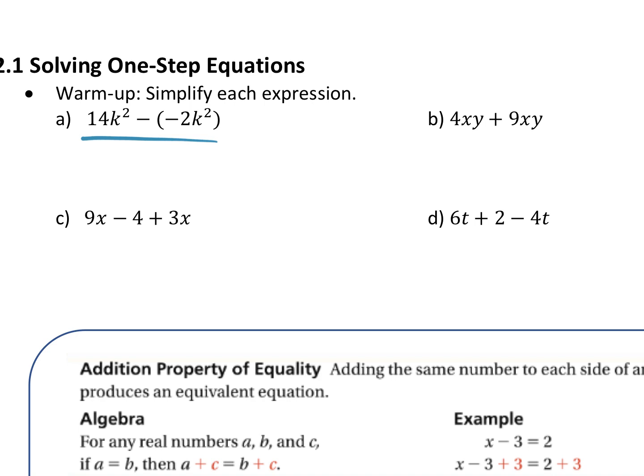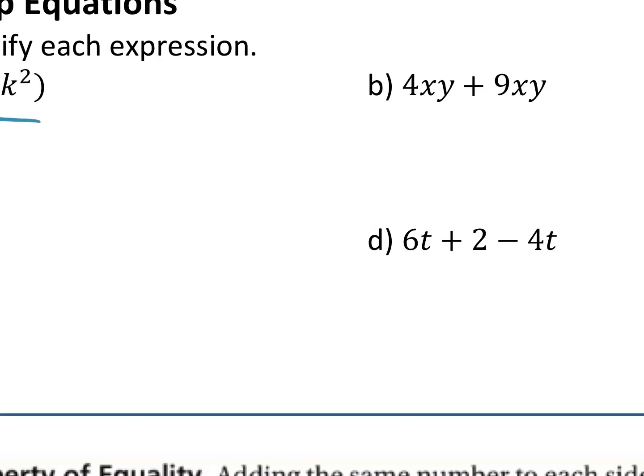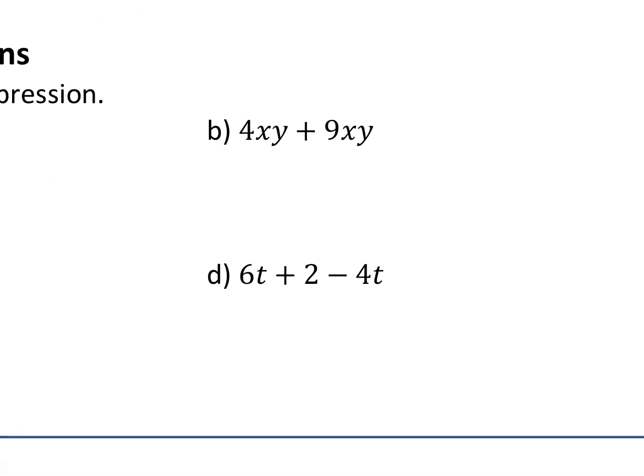Minus a negative is plus a positive. And then we combine like terms. So 16, but still k squared, right? We don't change the squared. We don't change the k. 16k squared. What about letter B? 4xy plus 9xy is 13xy. Add the coefficients. Leave the variables the same.